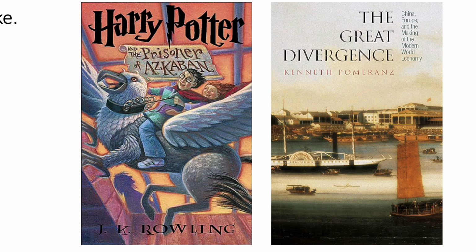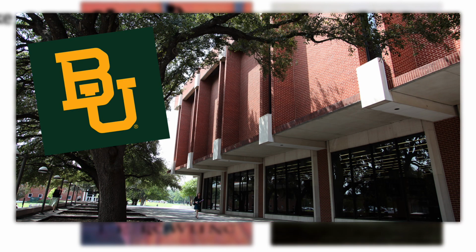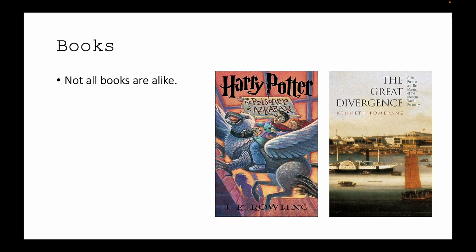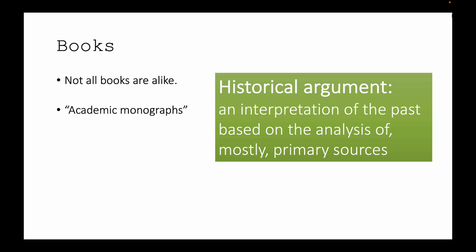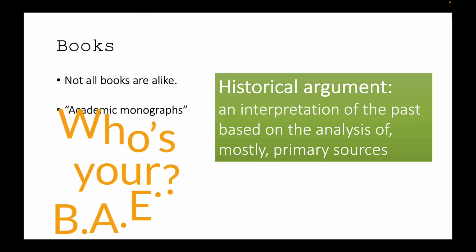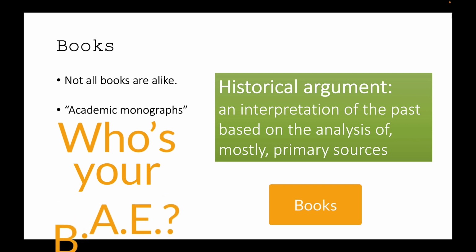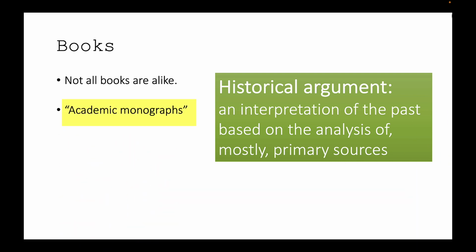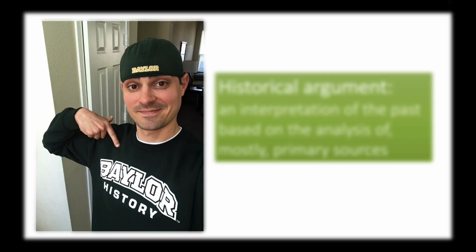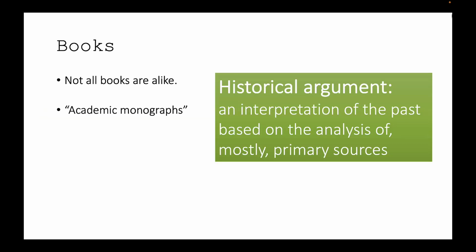So just because you found a book in, say, the Baylor Library, it doesn't mean that it's a piece of academic history. What we're really looking for when we say books, right? When we say, who's your bae, and you say books, is we're really looking for academic monographs. Okay, what is an academic monograph? Well, an academic monograph is essentially a book written by one author, monograph, and that author is an academic historian, right? A professional historian.